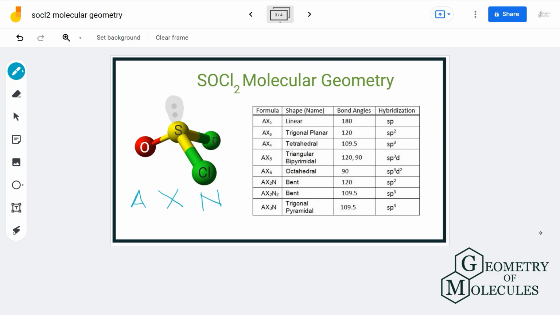We have sulfur as central atom, there are 3 atoms attached to it and it has one lone pair of electrons, and that gives us a general formula of AX3N. If we refer to this table, we can see that the molecules that have AX3N formula have trigonal pyramidal shape with bond angle of 109.5 degrees and hybridization as sp3.